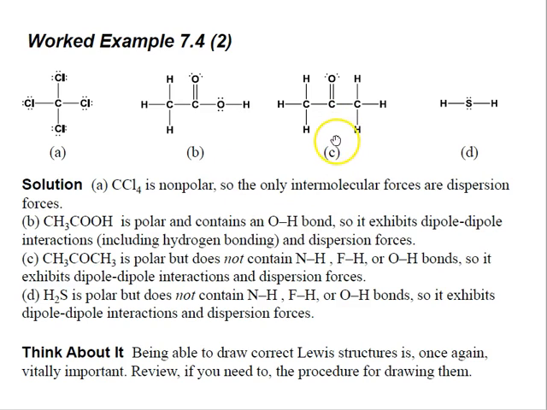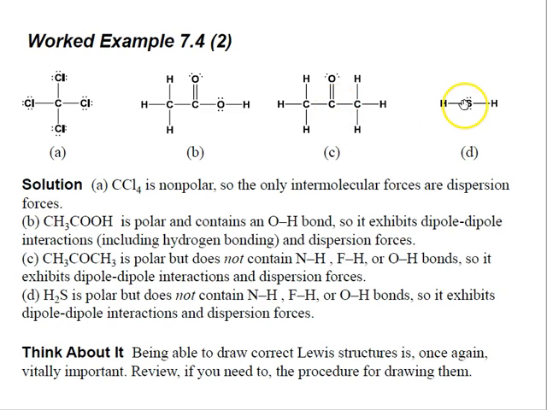Part C, which is acetone, is polar, and the major dipole is going to be the carbon going towards the oxygen, carbon double bond O. It does not contain a hydrogen directly attached to a nitrogen, an oxygen, or a fluorine. So there's no hydrogen bonding, but because it's polar, it'll still have dipole-dipole interactions. So our 2 intermolecular forces here are dipole-dipole and dispersion.